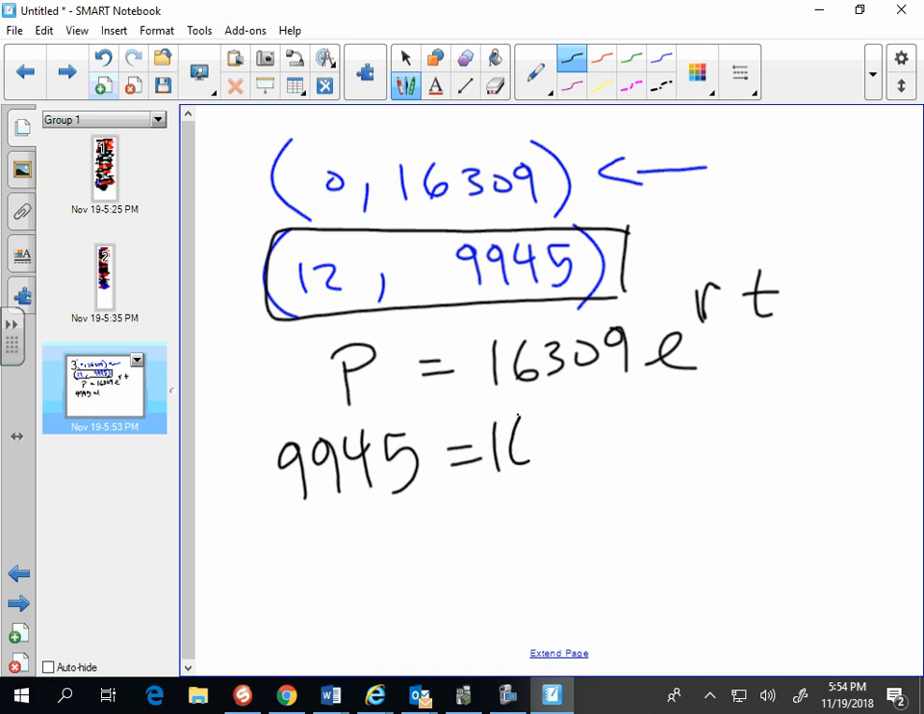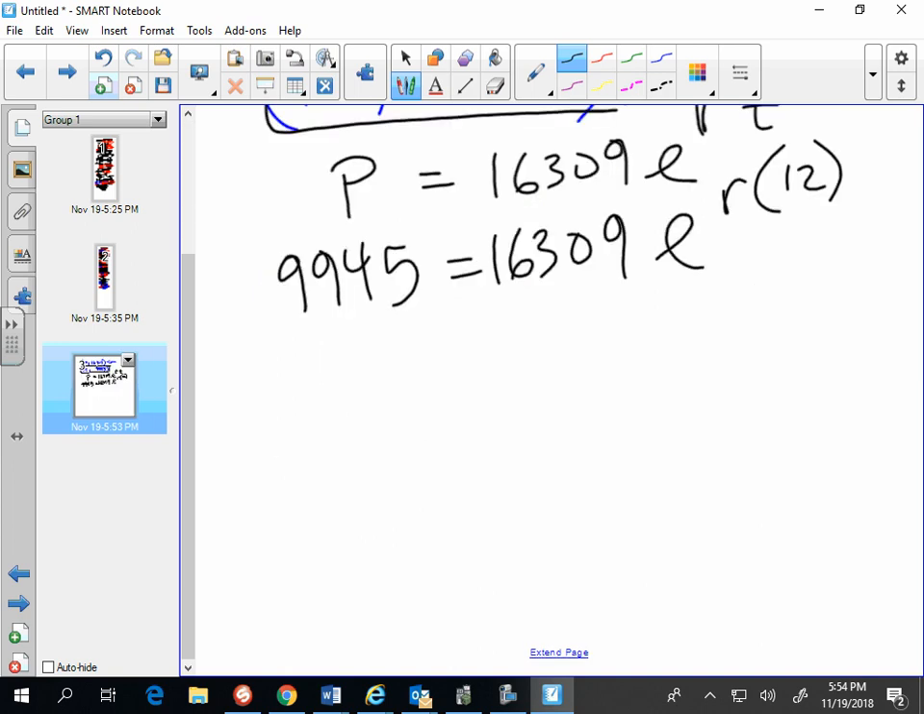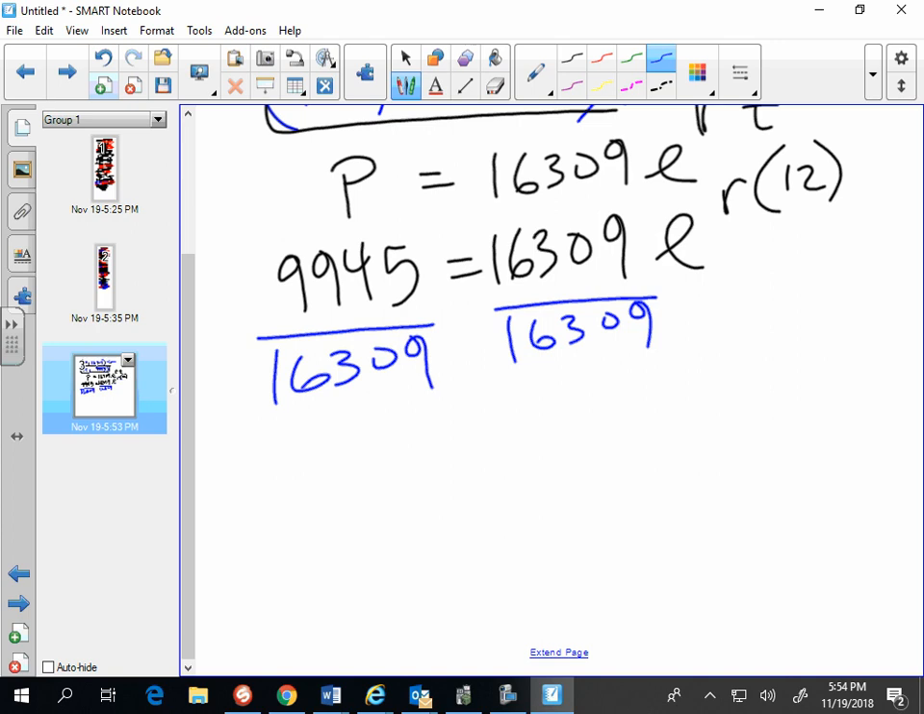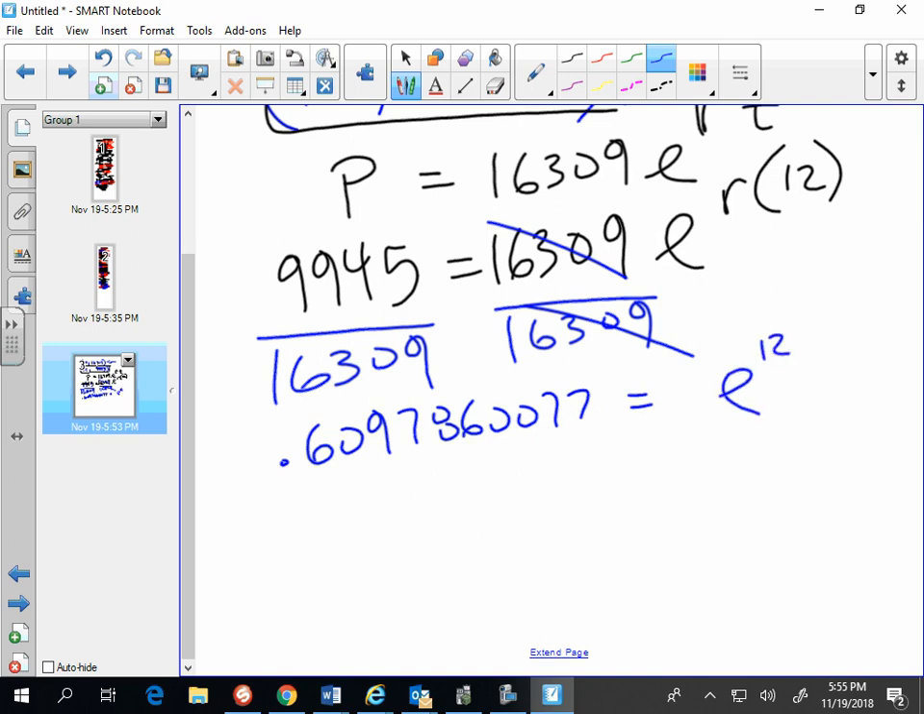9945 equals 16,309 e to the r times 12. I'm going to divide both sides by 16,309 to get my exponential by itself. So I've got 9945 divided by 16,309, and that leaves me with 0.609786077 equals e to the 12r.